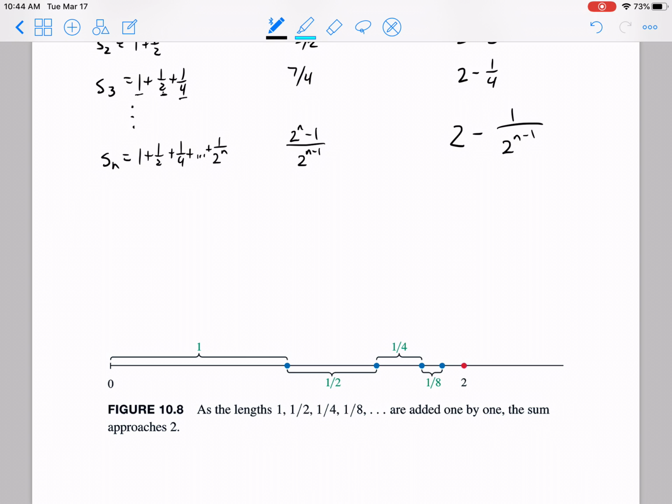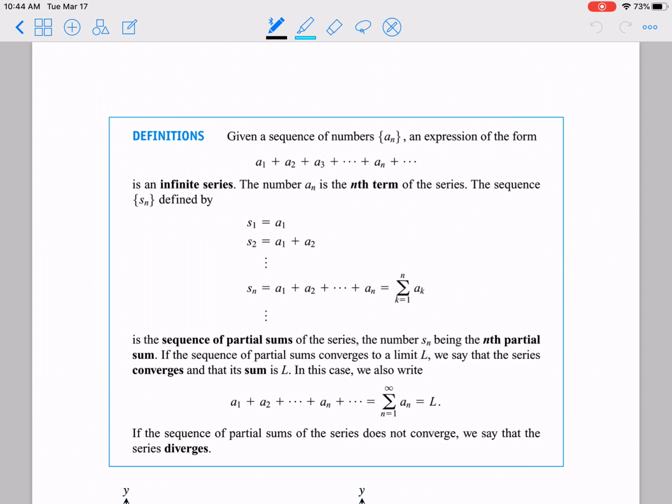So notice here that it says that it approaches 2. It doesn't say it equals 2. We're not saying it equals 2, we're saying it approaches 2. So be careful with that. So let's take a look here.